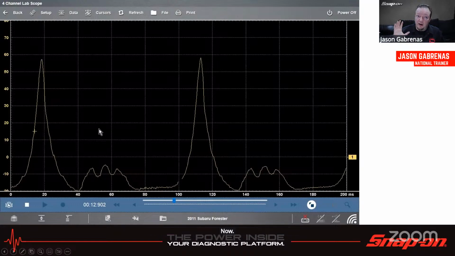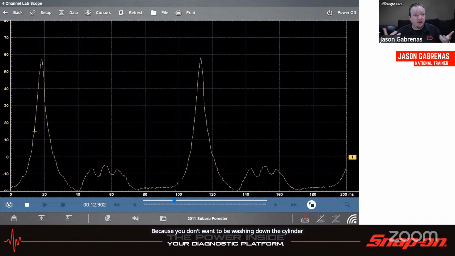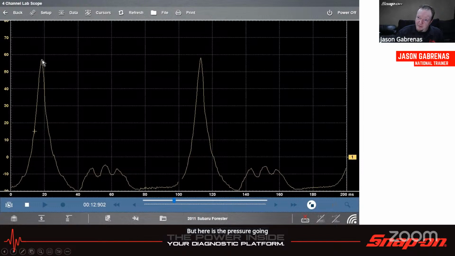Now, in the real world, you want to make sure the fuel injector is disabled in this cylinder, right? Because you don't want to be washing down the cylinder because it's not firing, since you're using the spark plug tube to read your pressure. But here's the pressure going up as the piston goes up, reaches top dead center. Somewhere in there, the coil would have fired, and then it's going to drive it back down, of course.